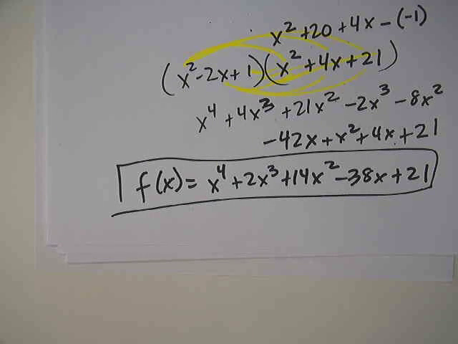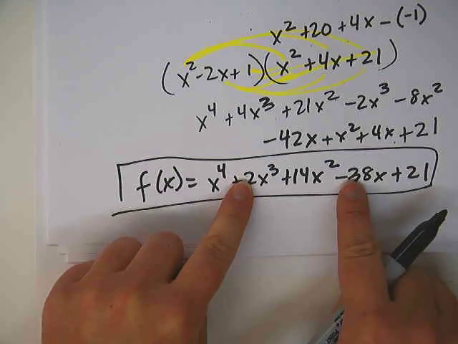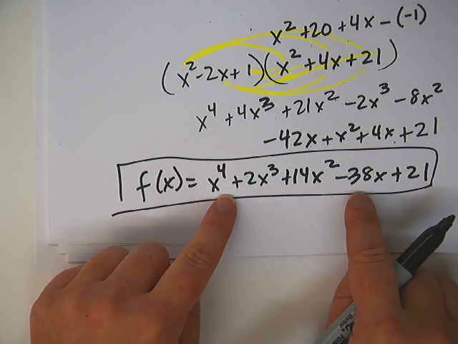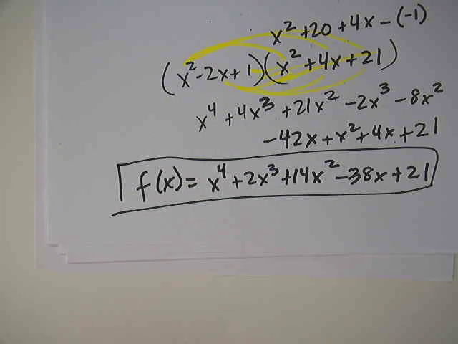There is the polynomial function that would have those 4 zeros. 2 reals, 1 and 1, 2 imaginaries. Negative 4 plus i, negative 4 minus i. Next video will show us how to take this and find all those zeros.